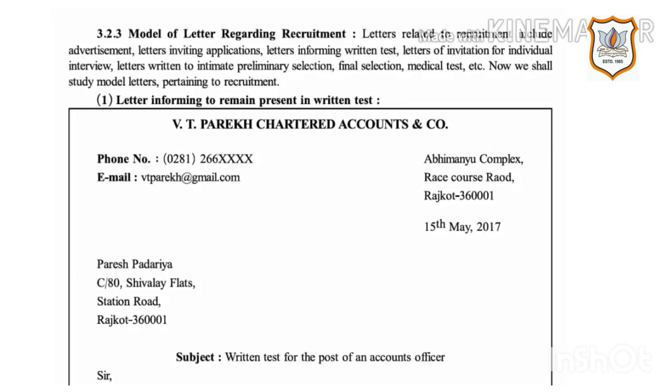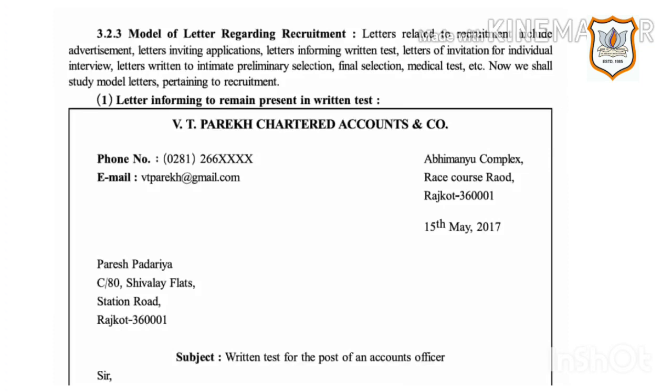Letters related to recruitment include advertisement, letters inviting applications, letters informing written test, letters of invitation for individual interview, and letters written to intimate preliminary selection, final selection, medical test, etc. Now, we shall study model letters pertaining to recruitment. First, letter informing to remain present in written test.